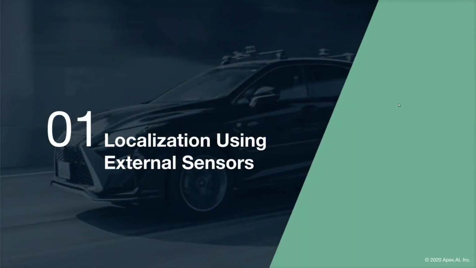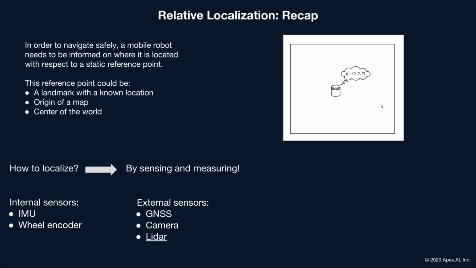To understand localization using normal distribution transform, perhaps we should first look into the general concept of relative localization. In order to navigate safely, a mobile robot needs to be informed on where it is located with respect to a static reference point. And this reference point could be a landmark, or the origin of a map, or center of the world. And the robot localizes itself by measuring itself and its environment using several sensors.